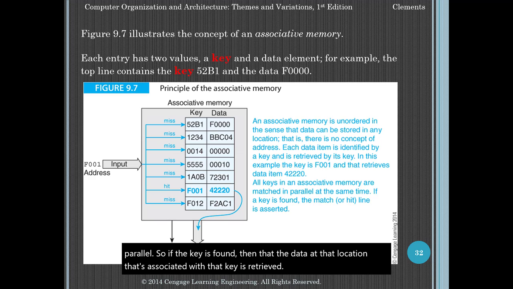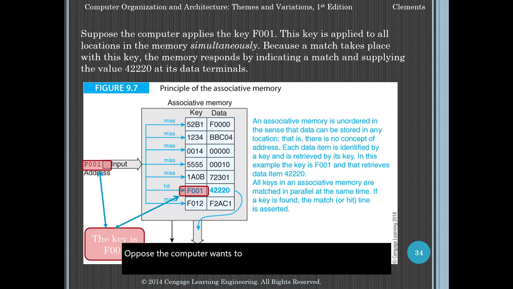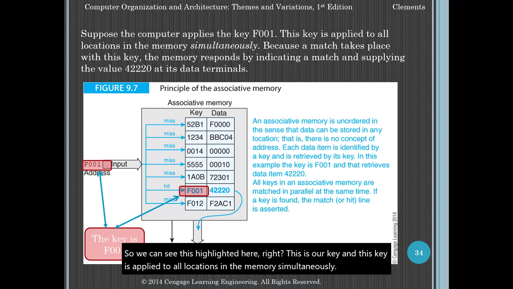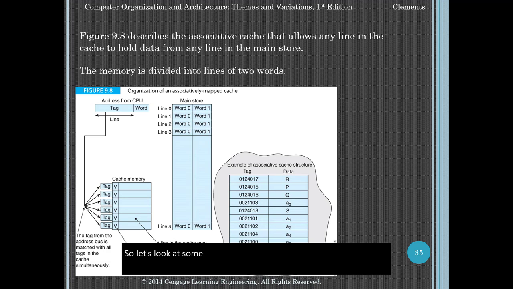So in example, suppose the computer wants to apply the key F001. We can see this highlighted here. This is our key, and this key is applied to all locations in the memory simultaneously. Because a match takes place with this key, the memory responds by indicating a match, a hit, and then supplying the value, which is this right here, at its data terminals.